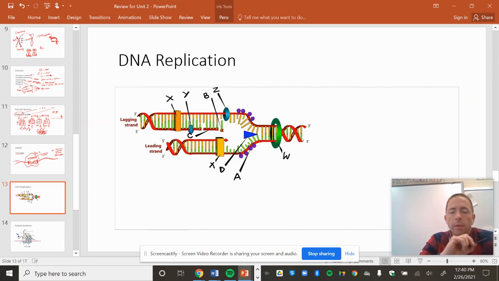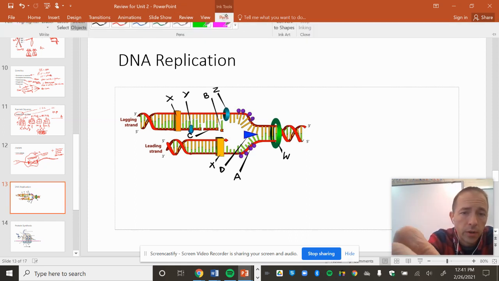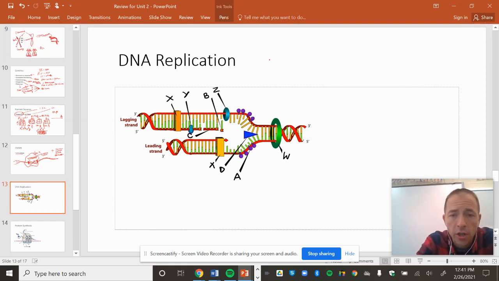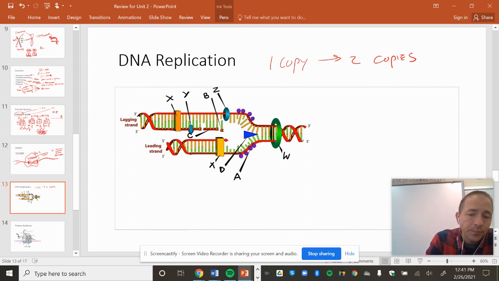All right, so DNA replication. Picture-wise, you're going to have to know what it kind of looks like, but you're also going to have to know what is going on here. The whole purpose of DNA replication is literally to make a new piece of DNA, to turn one copy of DNA into two copies, and they should be the same. It requires a bunch of enzymes. You need to generically know what they do.